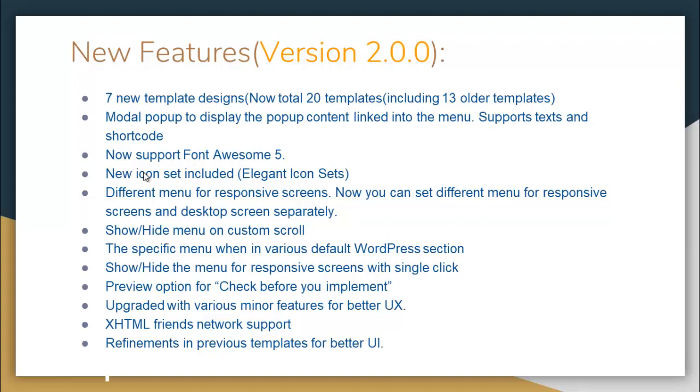There is a specific menu when in various default WordPress sections. You can show and hide the menu for responsive screens with a single click. There is a preview option to check before you implement. It is now upgraded with various minor features for better UX. It now supports XHTML Friends Network. And also refinements have been made in previous templates for better UI. Well, these are the new features added to this plugin in its upgraded version.